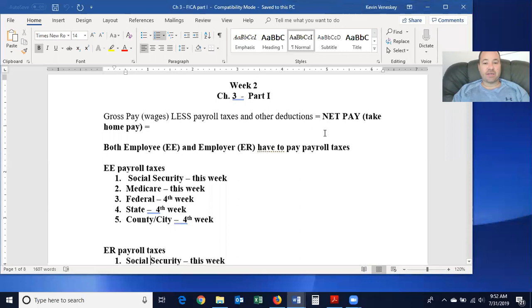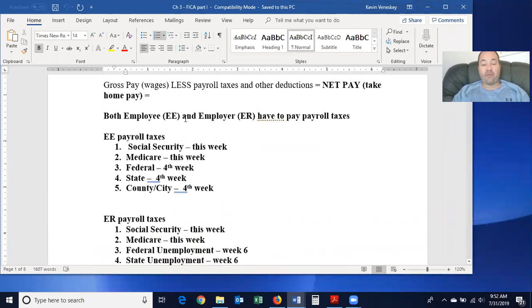As we go through this lesson and throughout the rest of the semester, I'm going to be using EE and ER quite a bit just in exercises we do. And I just want you to be familiar with what those terms mean. Employee and employer, it's the easiest way for me to abbreviate those.